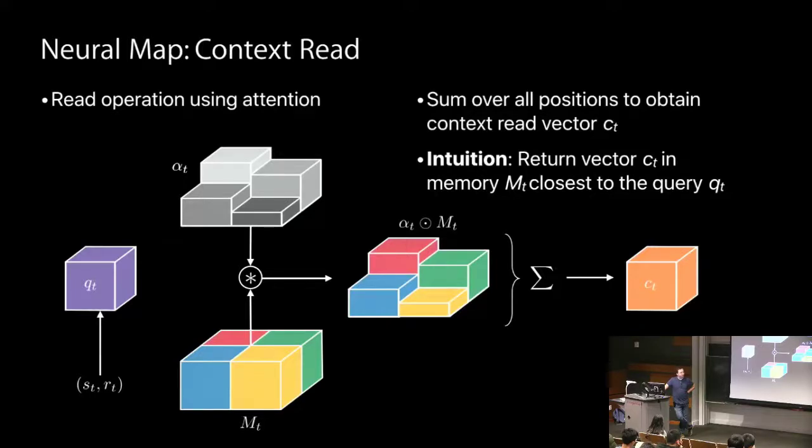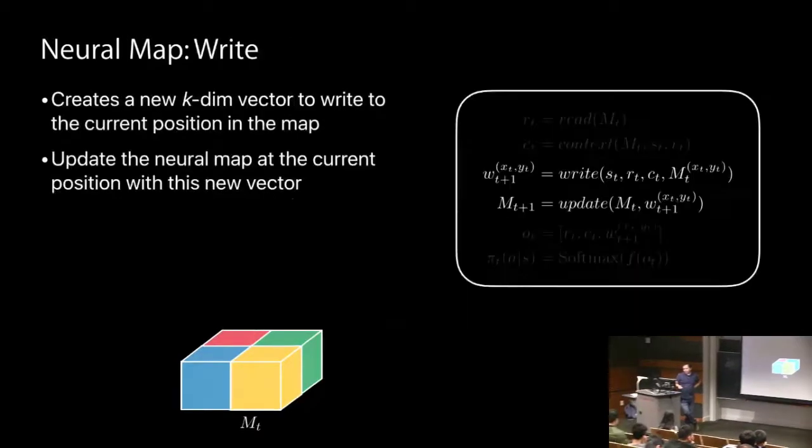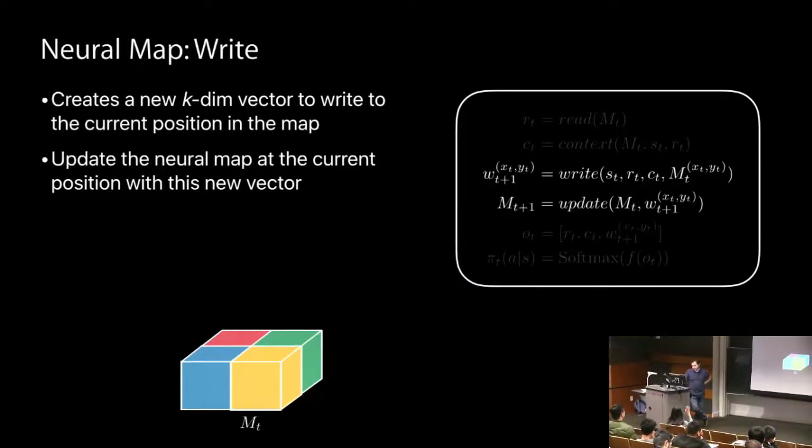Because effectively you're learning what these vectors are. These are not given to you. If these were given to you, then yes. But you're actually learning what the content of the memory is. And so for the writing piece, you just basically, sure.